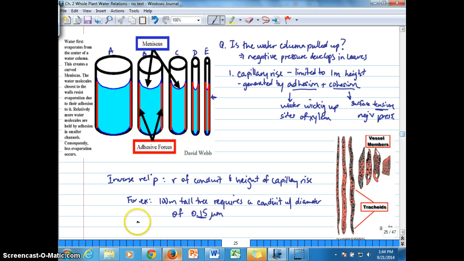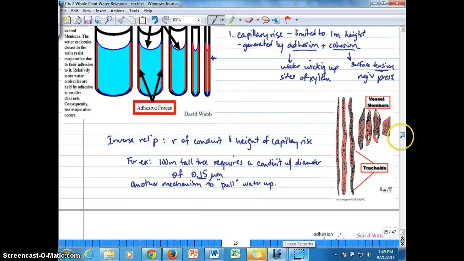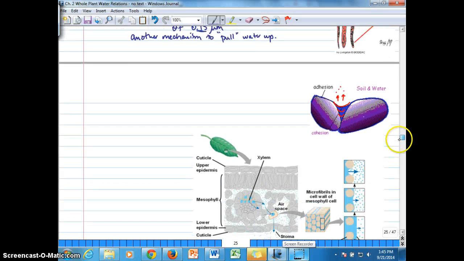So therefore there must be another mechanism in place that takes water beyond that 1 meter height, to basically pull water up the water column. So that's the topic that we'll be coming to next, which is explained by the cohesion tension theory. So that's our next topic, where we talk about evapotranspiration.